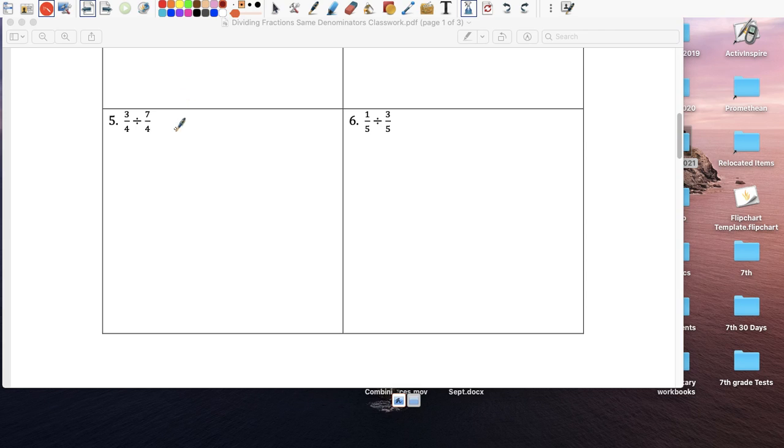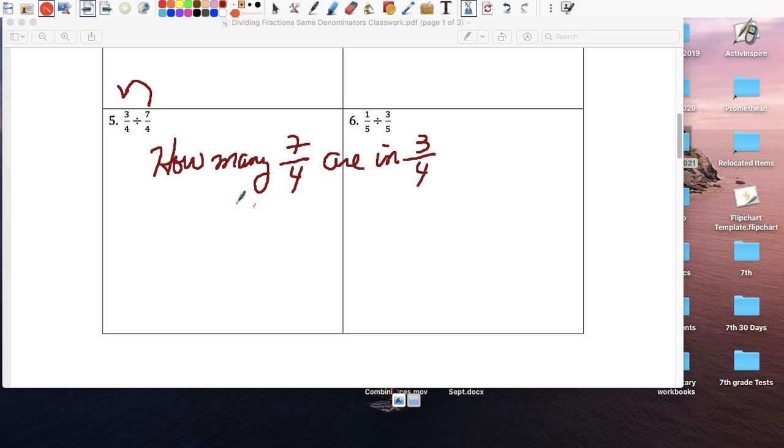So this is 3/4. Again, it's the same thing. Just because the first fraction is smaller doesn't mean anything. So again, how many 7/4 are in 3/4? The question doesn't change. So let's draw what we have. I have a chocolate bar. This is 3/4.